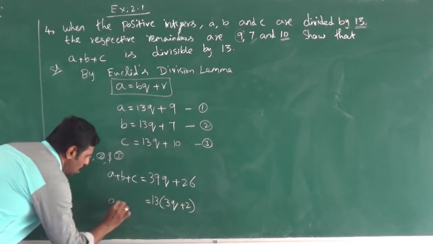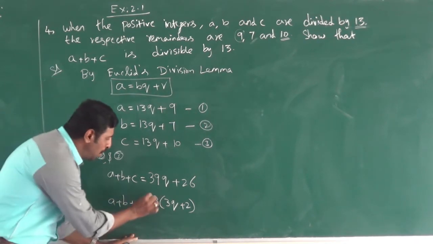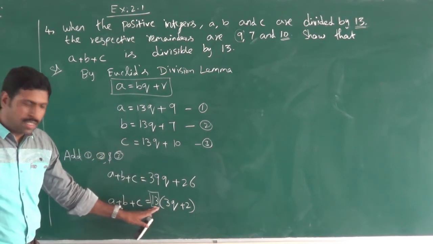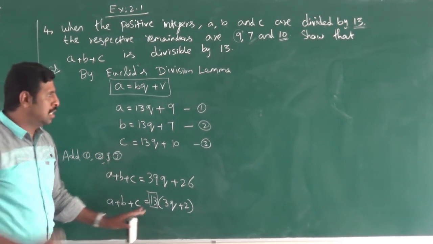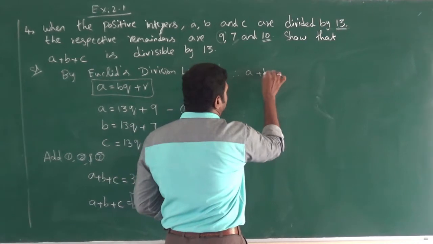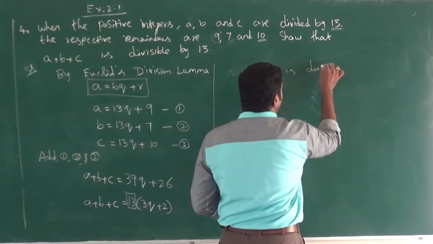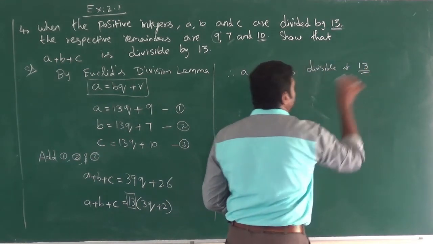Now this term shows that A plus B plus C is a multiple of 13. Multiple of 13 means A plus B plus C is always divisible by 13. Therefore, A plus B plus C is divisible by 13.